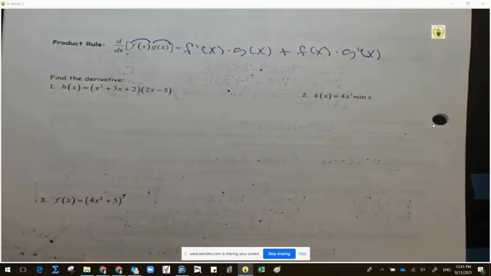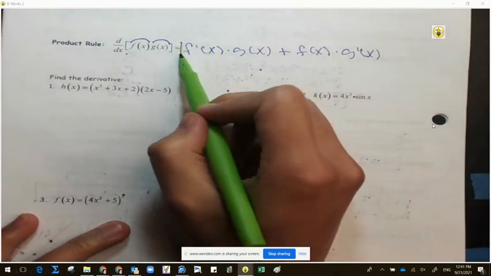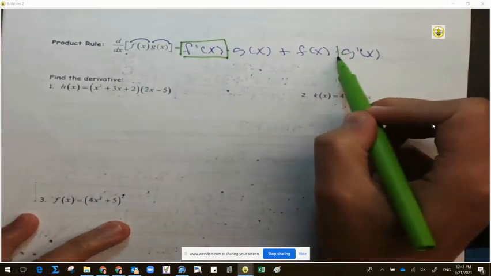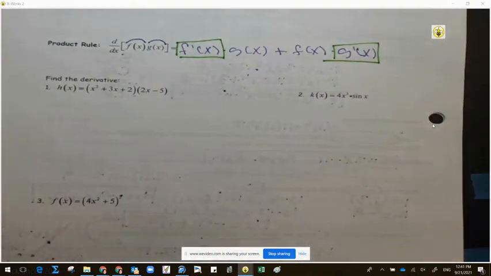And I want to go ahead and box where the two derivatives are coming from. The first one and second one. And yes, the part without the derivative, you're going to just copy the function as it is.